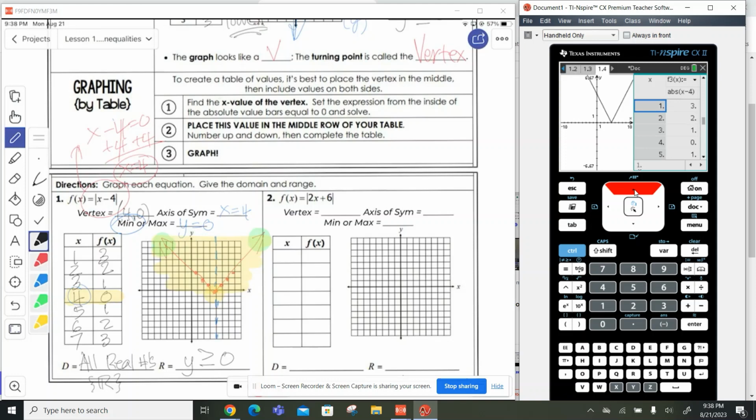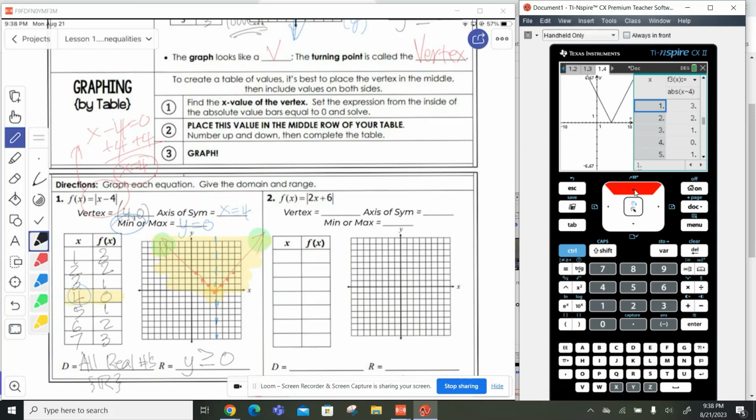Okay, so that completes the graph of an absolute value function, which is f of x equals |x - 4|. And we were able to identify the properties: the vertex, the axis of symmetry, whether it's minimum or maximum, and identify the domain and range of the absolute value function. All right, moving on to number two.